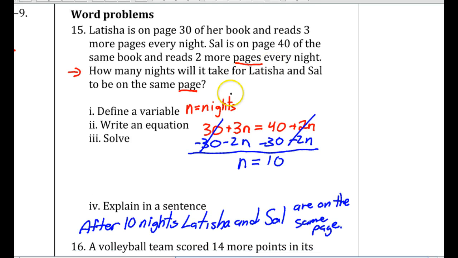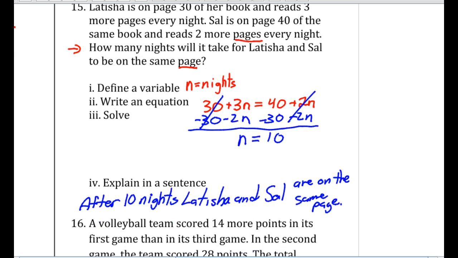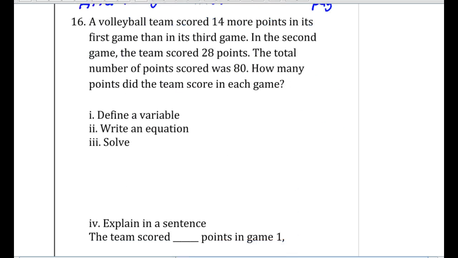You might notice this looks very similar to y equals mx plus b, a linear equation, with the y-intercept and a slope. The y-intercept and the slope are very closely related to everything else. Okay, number 16.